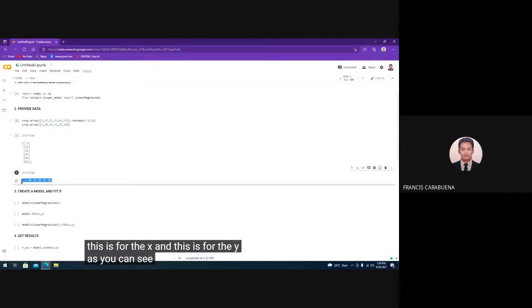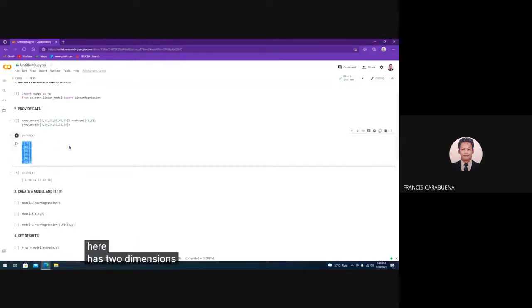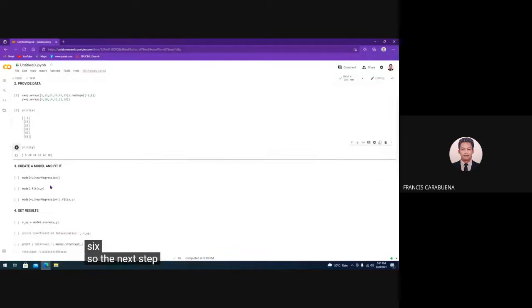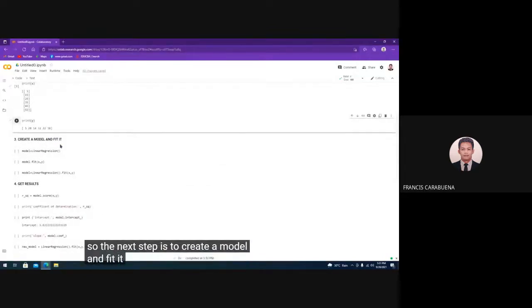As you can see, X here has two dimensions, and X.shape is (6, 1). I mean, 1, 2, 3, 4, 5, 6 rows and 1 column. While Y here has a single dimension and Y.shape is equal to 6. 1, 2, 3, 4, 5, 6. So the next step is to create a model and fit it.